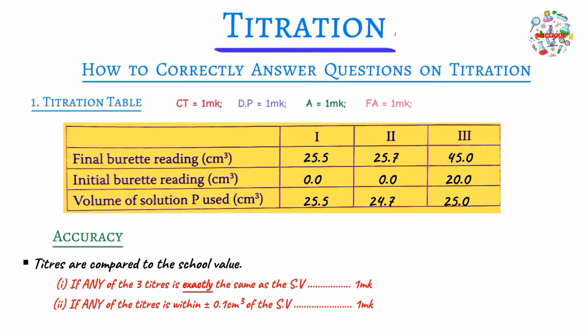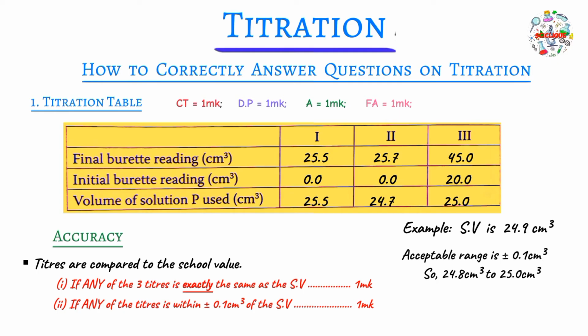Okay, what do I mean by this? If there's a difference of 0.1 cubic centimeters between your titer and that of the school value, then you also get this mark. So for example, if the school value is 24.9 and you got 25 cubic centimeters, this will get you 1 mark because the range is within plus or minus 0.1. So if the titer is 24.9, that means that the acceptable answers are between the range of 24.8 to 25 cubic centimeters. Anyone who has a titer within this range will get 1 mark.